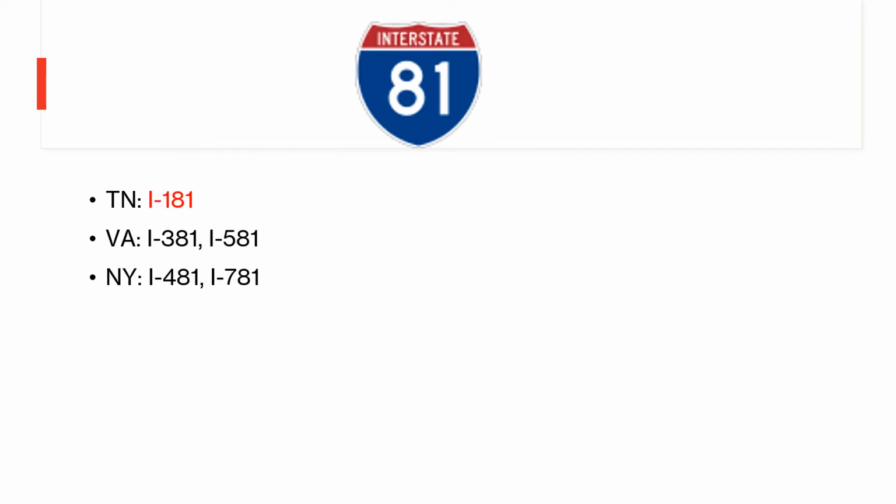I-81, you have Tennessee, you have 181. Virginia, you have 381 and 581. New York, 481, 781. 181 in Tennessee is canceled and is now part of I-26. And then I-781 in New York is the newest one on this list, and it goes to Fort Drum base in northern New York, just before you cross the bridge to go into Canada.